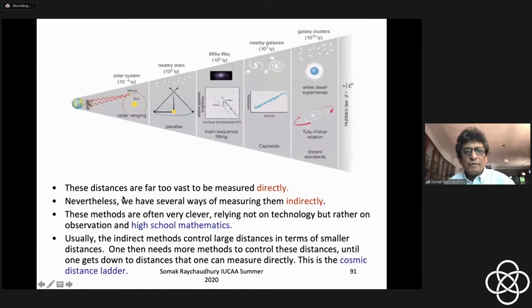Okay, so for example, here you are. We divide this into phases, and the first phase is within the solar system, and then you look at the nearby stars.